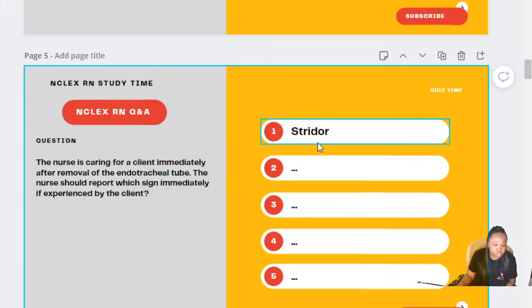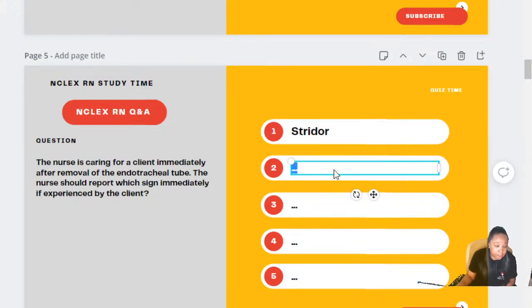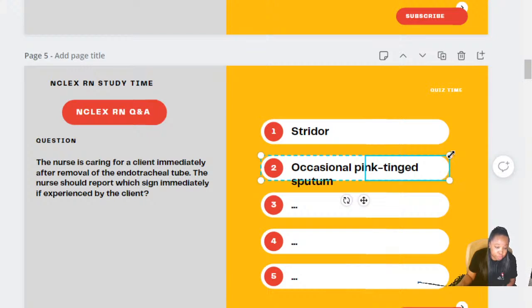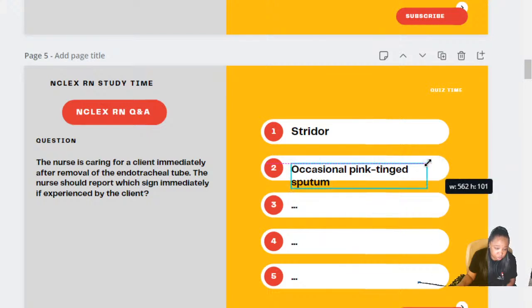The first one is stridor. Stridor is one of the respiratory sounds. You know, there's wheezes, crackles, and then within those, stridor is one of the sounds. It's an emergency situation. So when you hear it, what would you do? The second one is occasional pink-tinged sputum. If you see pink sputum, what would you do? Is that an emergency situation?